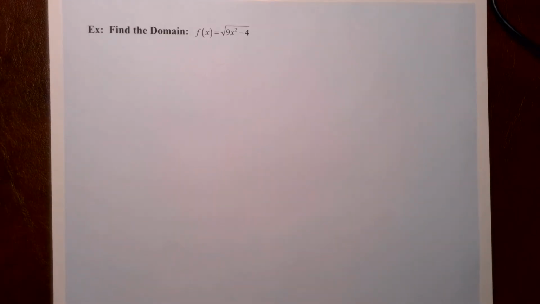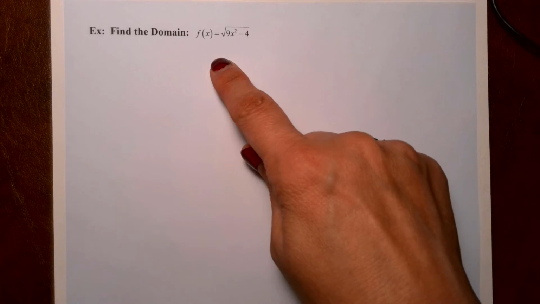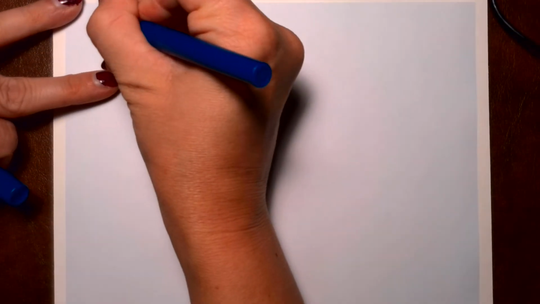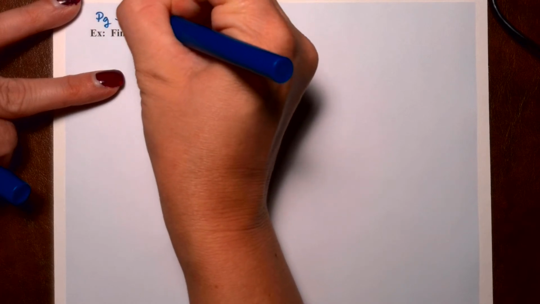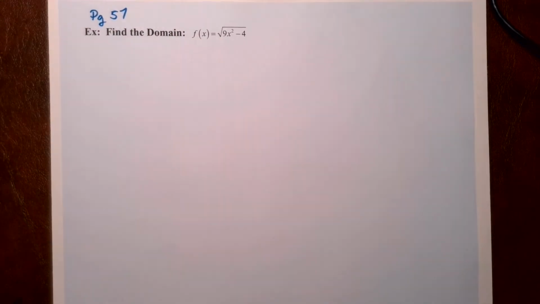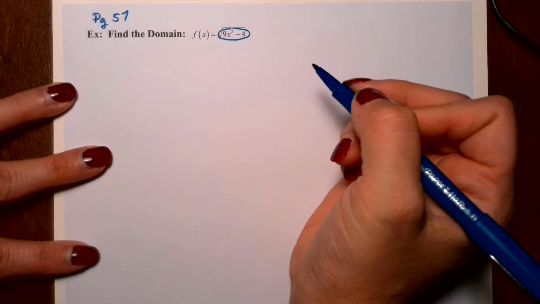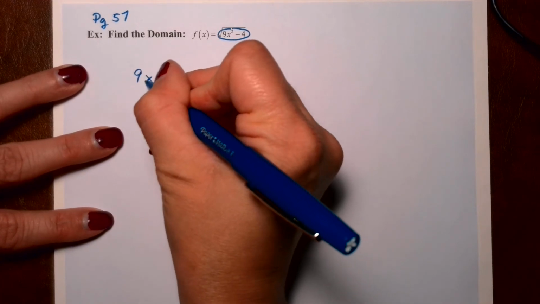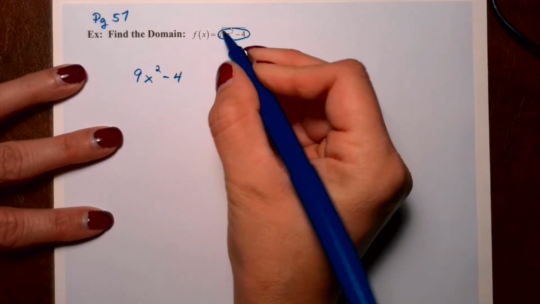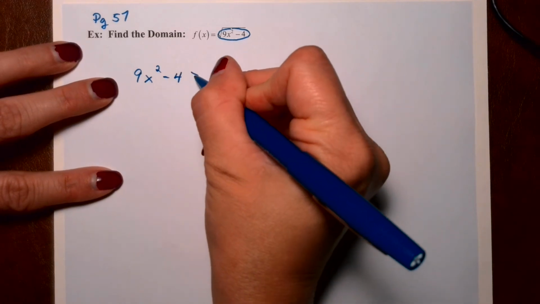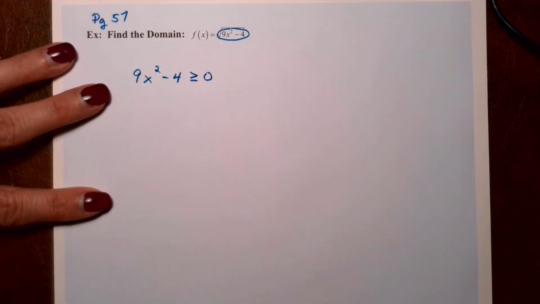Let's go apply this knowledge to a problem in the back of your packet. This is page 57, so please turn to page 57. We're going to find the domain for this equation. First thing I noticed, there is an expression under the radical sign. So let's write down the expression. An expression under the radical sign, what's the domain rule for that? Greater than or equal to 0.